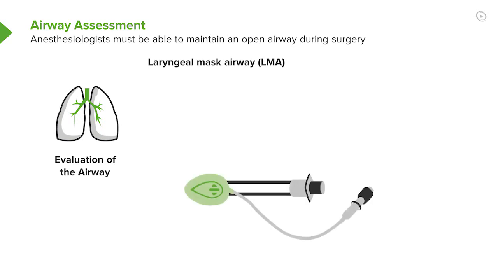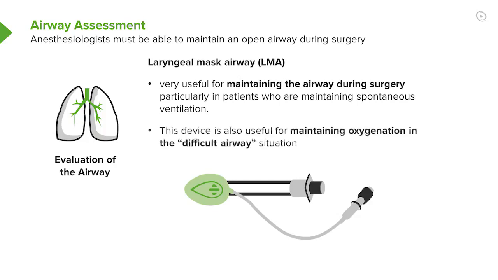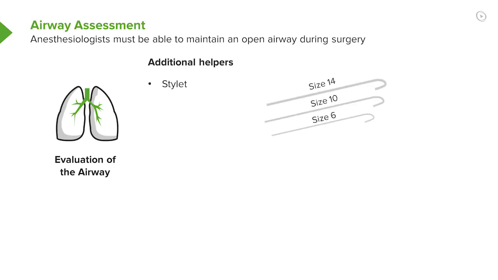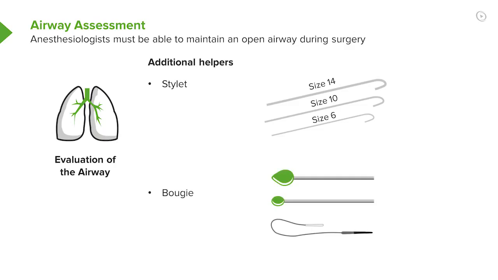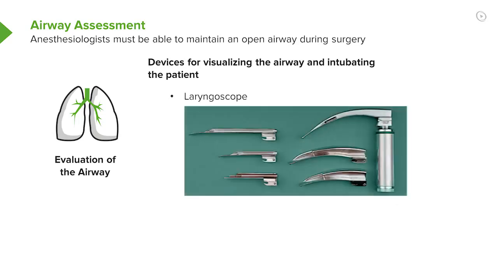We're going to talk about the laryngeal mask airway, which is very useful for maintaining an airway during surgery, particularly in patients who are maintaining spontaneous ventilation. This device is also useful for maintaining oxygenation in the difficult airway situation. Additional helpers include the stylet, which I described earlier, and the bougie, which is basically a long, very thin device that can go through the endotracheal tube and can act as a guide for the endotracheal tube through the cords and into the trachea. And then a number of devices for visualizing the airway, including the standard laryngoscope, a device known as a glidescope, a Storz videoscope, and the fiber optic bronchoscope.